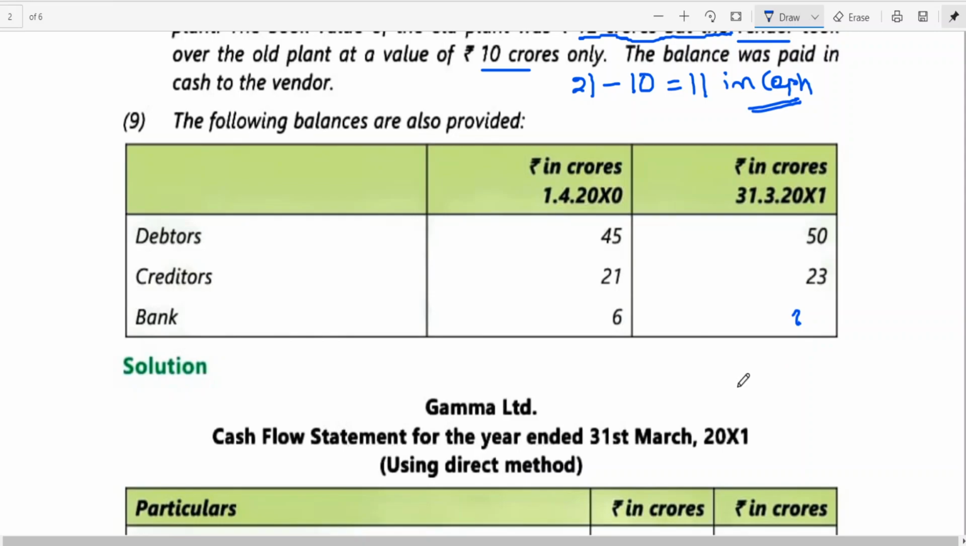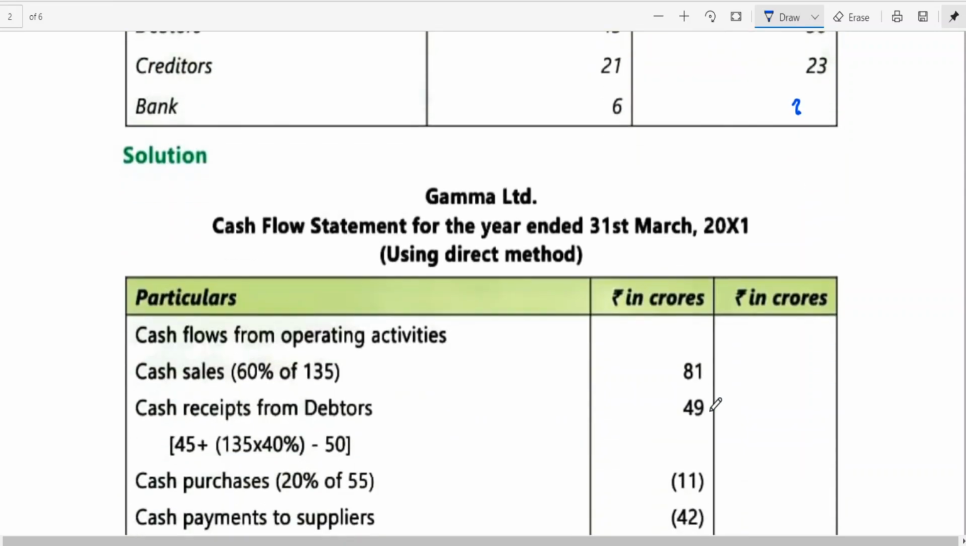But generally, in the problems so far we have worked out, you have the bank opening balance or cash opening balance, bank closing balance or cash closing balance, or both cash and bank opening and closing balances. But in this case, what do we have? Opening bank balance has been given, but closing bank balance has not been given. That can be taken as missing information.